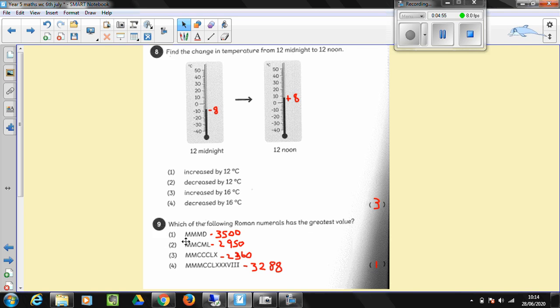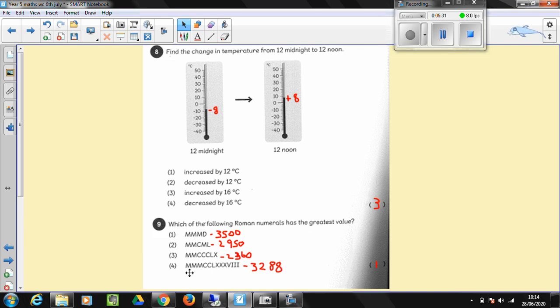For this question, I had a look and I knew that there were 3 thousands and D was worth 500, so 3,500. Here there were 2,000s, then there was a 100 before 1,000, so 2,900, and L is worth 50. For this question, there were 2,000s, then there were 300s, then there was 50, and then there was 10. 10 after 50 must be 60.